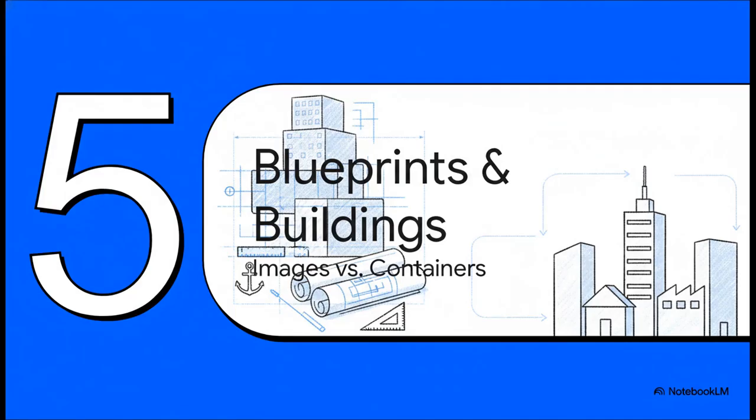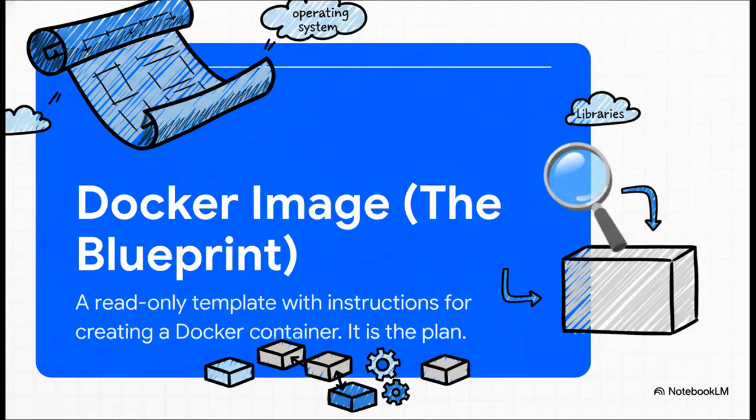All right, if you want to truly get Docker, you have to nail the difference between its two most fundamental pieces, images and containers. And honestly, the best way to think about it is with a super simple analogy: blueprints and buildings. A Docker image is the blueprint. That's it. It's a static, read-only file that has all the instructions for creating a container. It's got the operating system, the application code, all the libraries. Everything you need is spelled out right there in the plan.